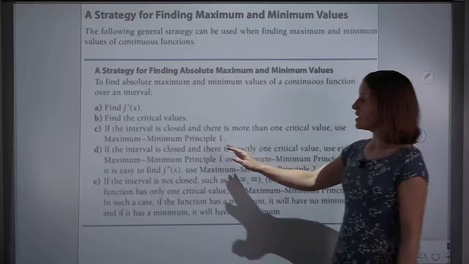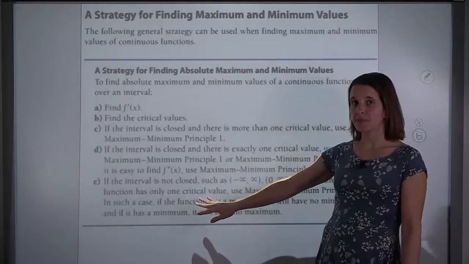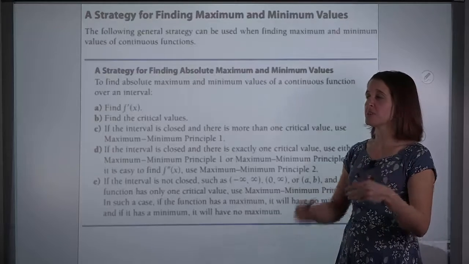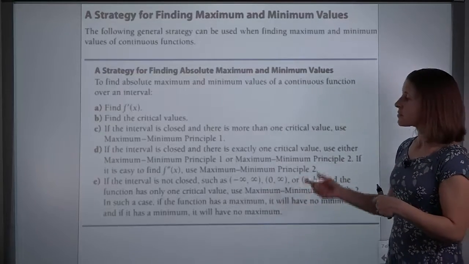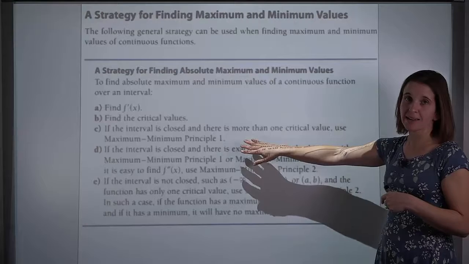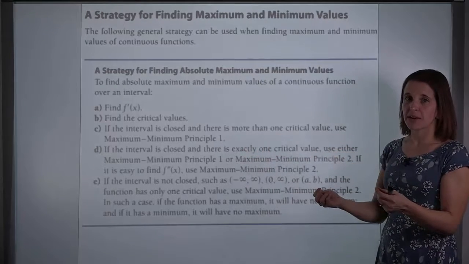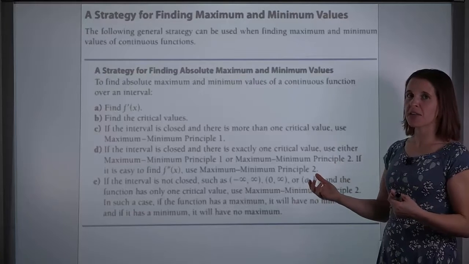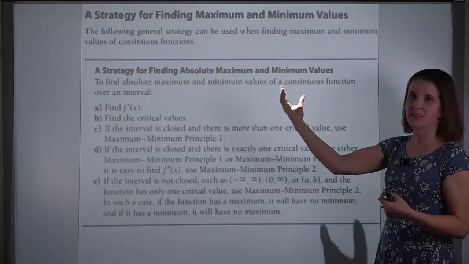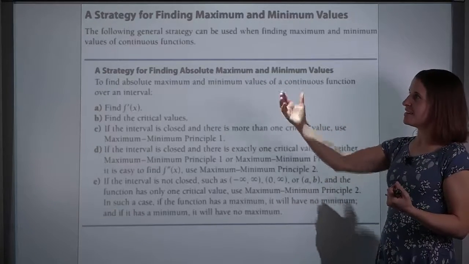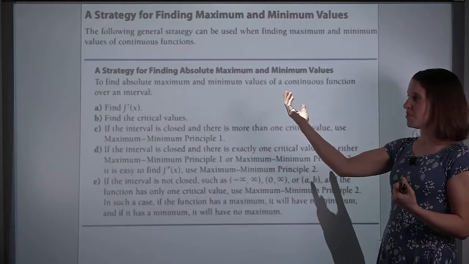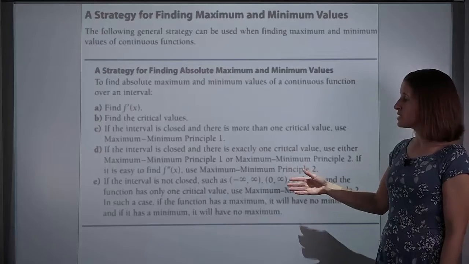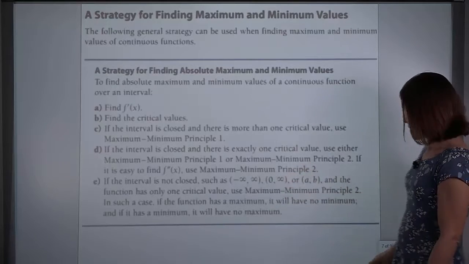Done. If the interval is open, so that could be negative infinity to infinity, could be 0 with an open parenthesis to infinity, then I cannot do that because there's nothing to compare to. I have no endpoints to compare to. But what I can do is say, well, I only have one. It either looks like this or like this, right? It looks like a hill or a valley. And then I use concavity to tell me which one. So that's when we use that second derivative test.